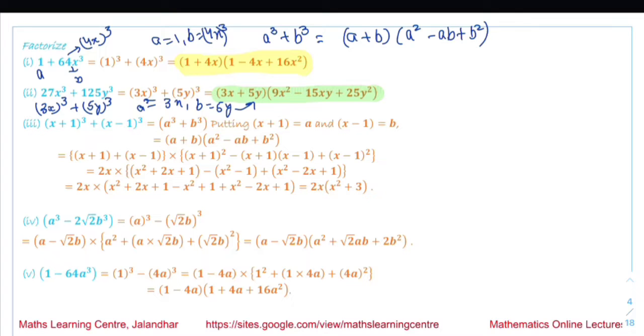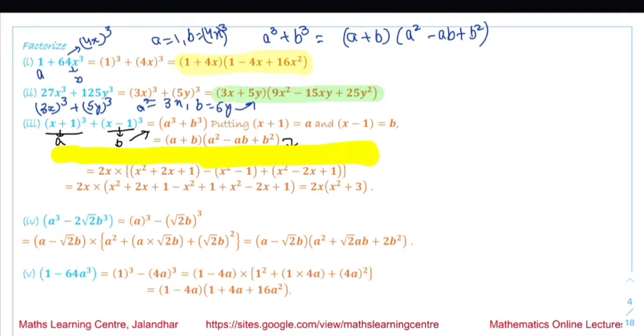Now in the next question, we are having (x plus 1) whole cube plus (x minus 1) whole cube. So one thing you can do is substitute x plus 1 equal to a and x minus 1 equal to b. So the question comes in the form a cube plus b cube, and the formula we have is (a plus b) into (a square minus ab plus b square). You substitute these values over here and you can try this, and after simplifying these values, you will get the answer in this form.